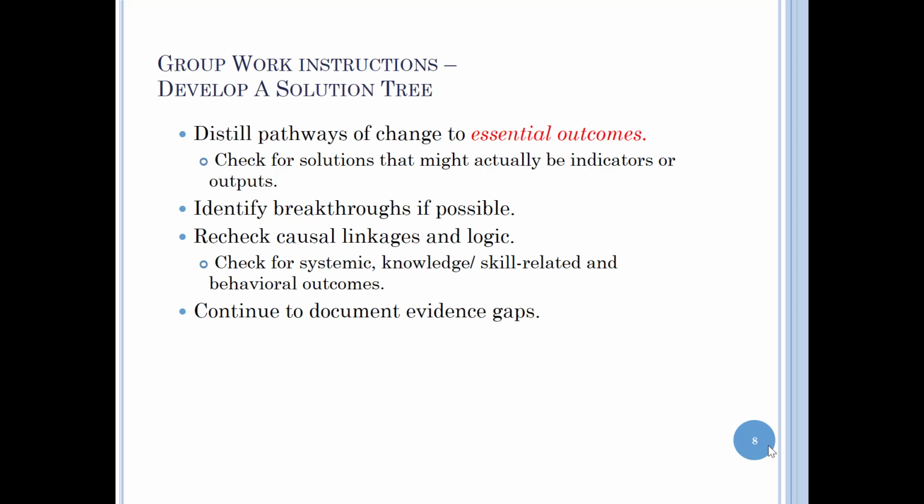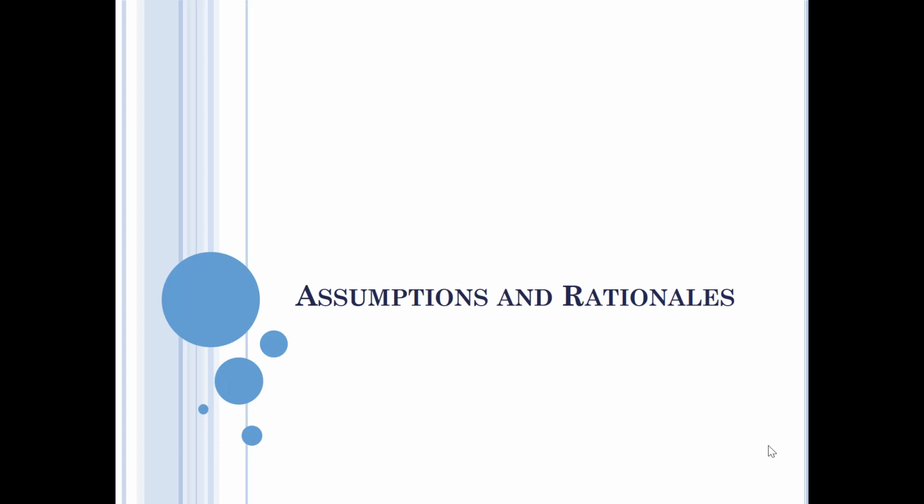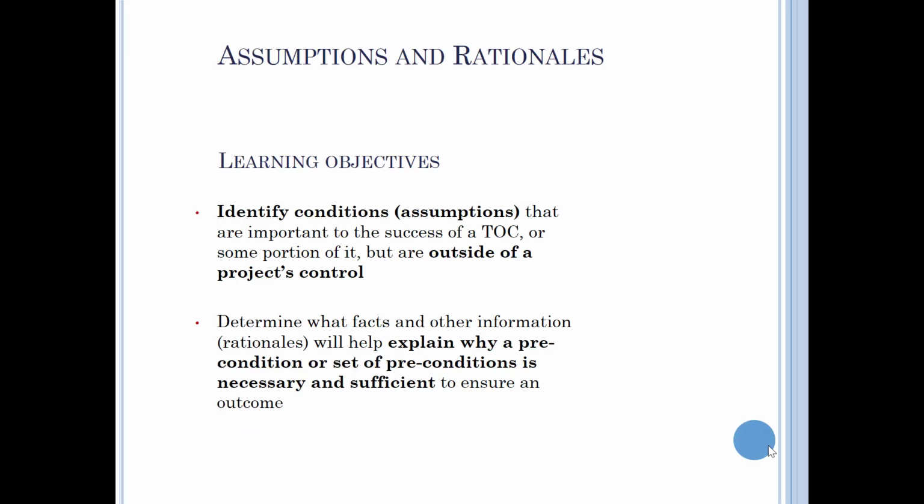Check for systemic knowledge or skill-related and behavioral outcomes. Try to identify them as such, and continue to document all the evidence gaps that you don't have related to these outcomes. The important thing is to keep the problem tree up to date. The next step of your theory of change graphic is now to include assumptions and rationales. And these are the learning objectives of today's lecture, in fact.